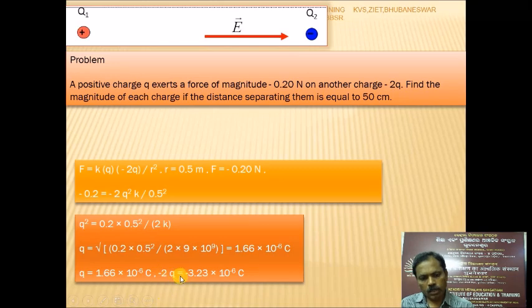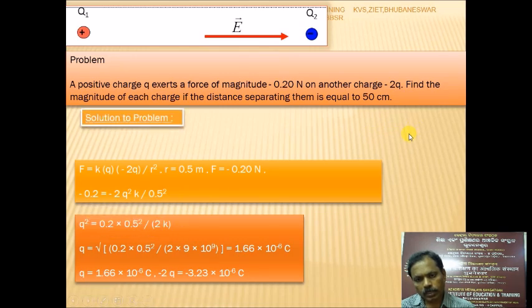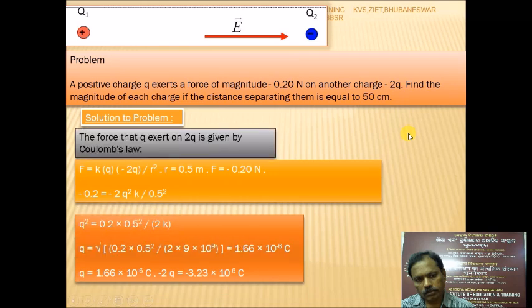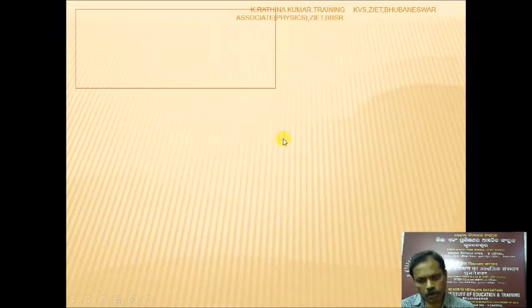Another will be minus 2q, so multiply it. The first one will be multiplied by minus 2: 1.66 into 10 to the power minus 6 into 2. So minus 3.23 into 10 to the power minus 6 coulomb. It's a simple question, but you have to do it carefully, substituting the values without misinterpreting the question. The force that Q exerts on 2Q is given by the value minus 3.23 into 10 to the power minus 6 coulomb. Let us go to the next problem.